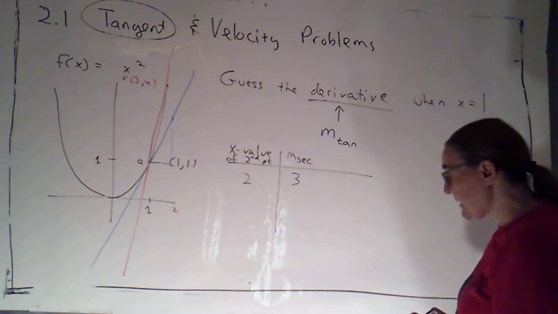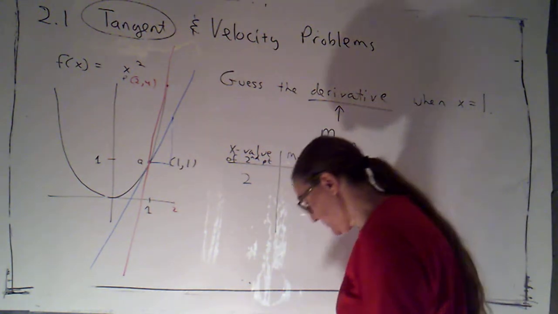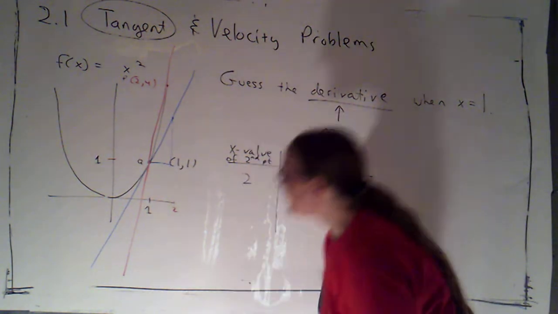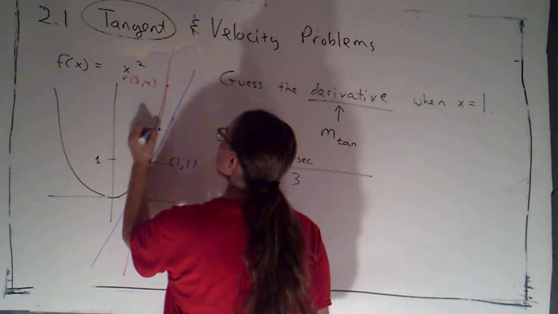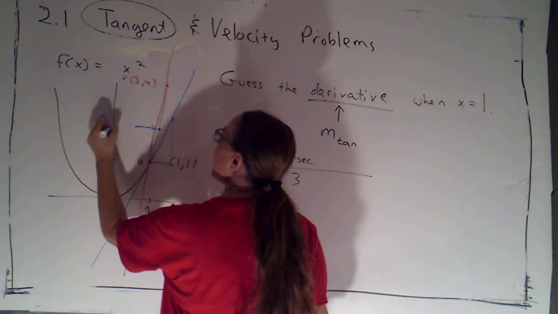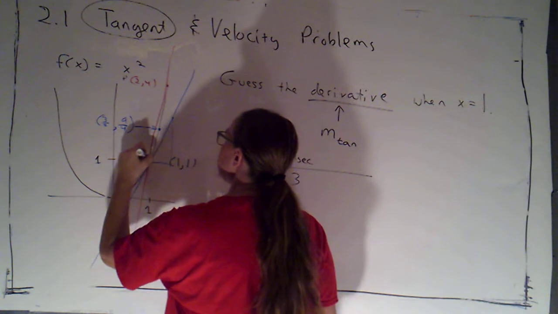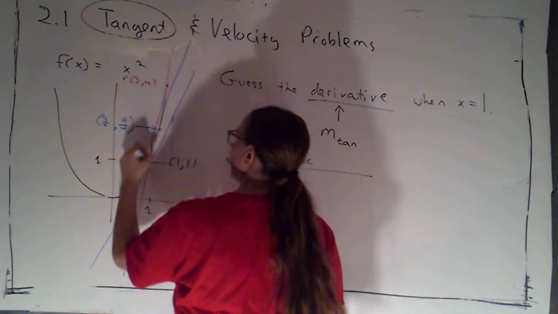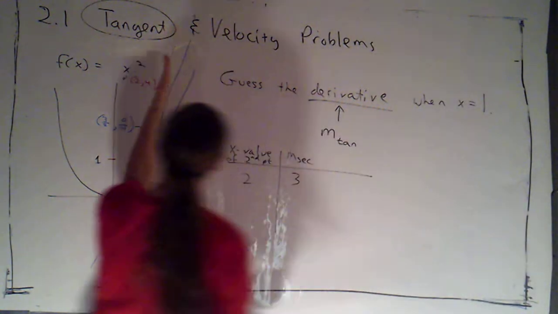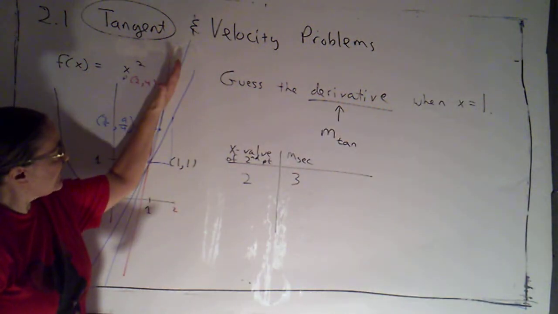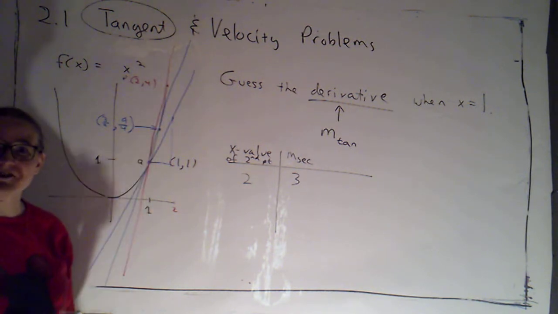I'm thinking we will get a better estimate if we choose a point that's a little bit closer. So if instead of choosing 2, I were to choose 3/2, this would be the point (3/2, 9/4). And I can draw in that secant line. And now I can see, this was the first secant line, here's the second, here's the tangent. It's actually getting closer to the tangent line.